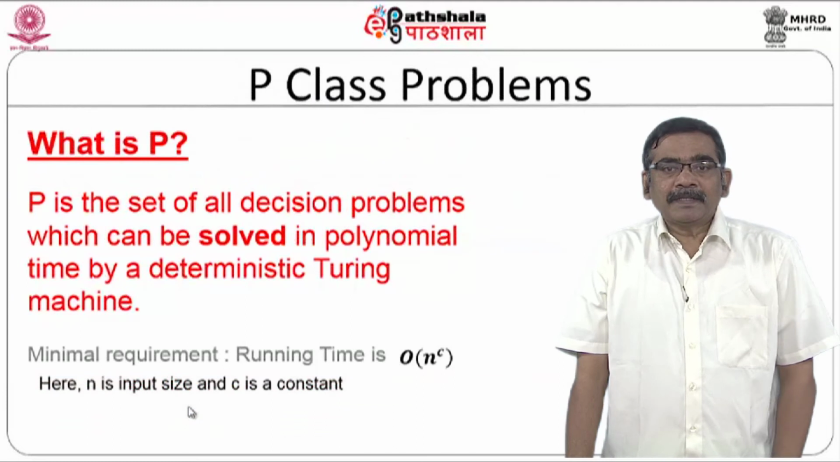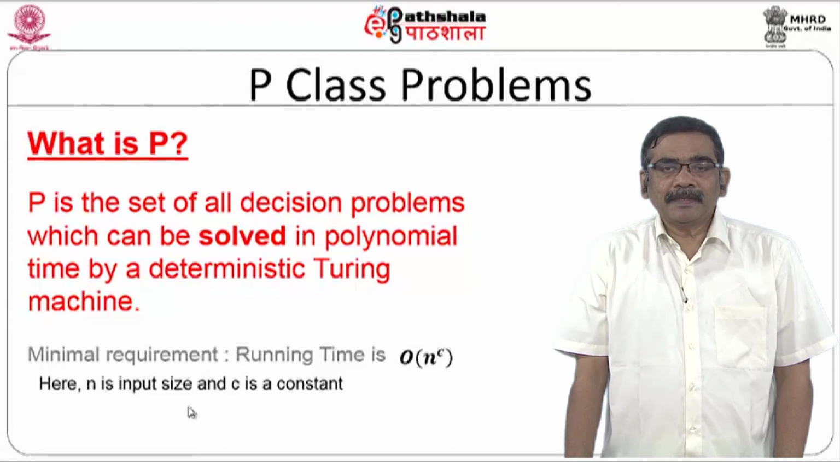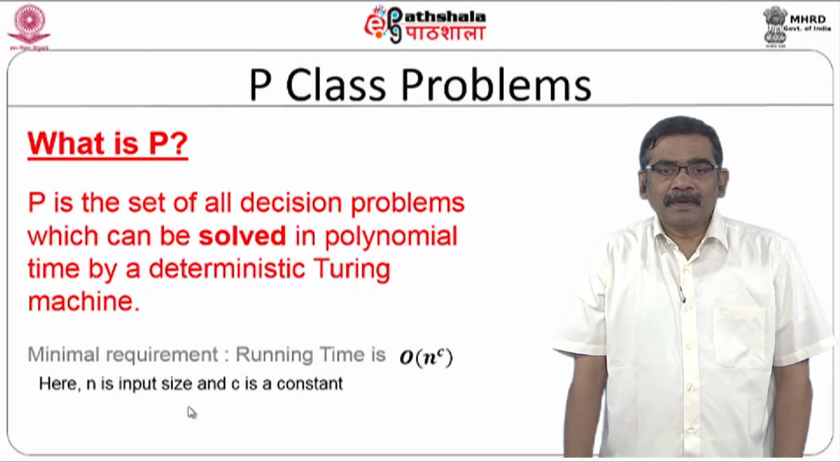Fine. What is a P class? P class is nothing but a complexity class. P class is a set of all decision problems which can be solved in polynomial time by a deterministic Turing machine. Last module we discussed these problems briefly. All the algorithms that we have been discussing so far come under P class. For example, insertion sort is a P class problem, radix sort is a P class problem.